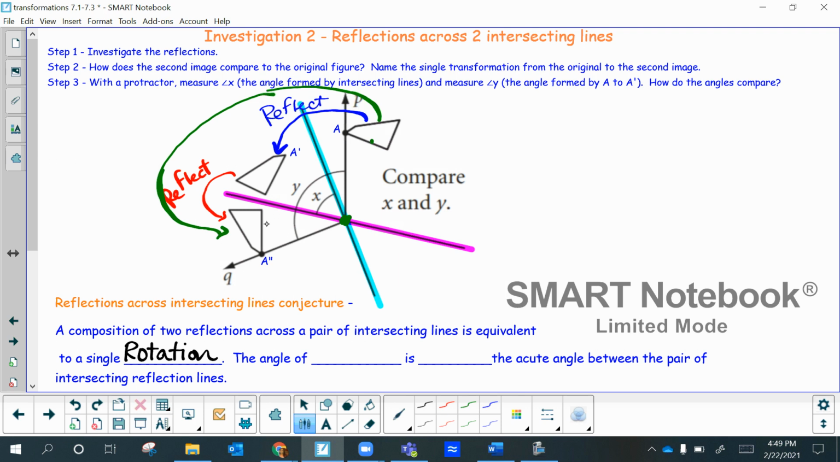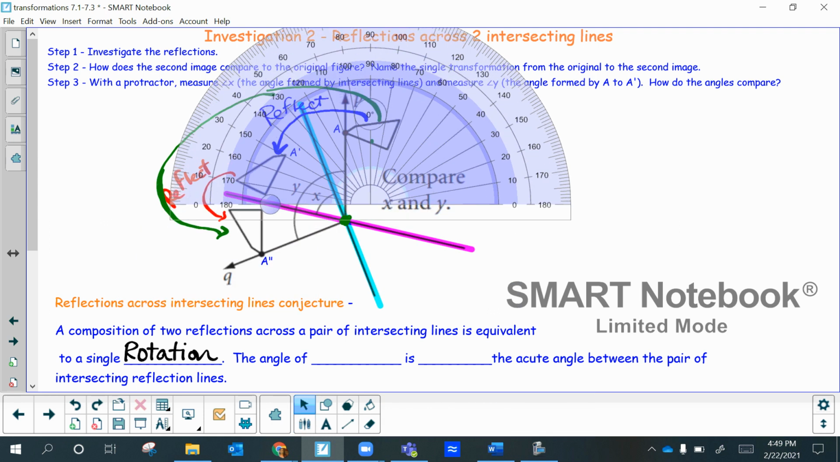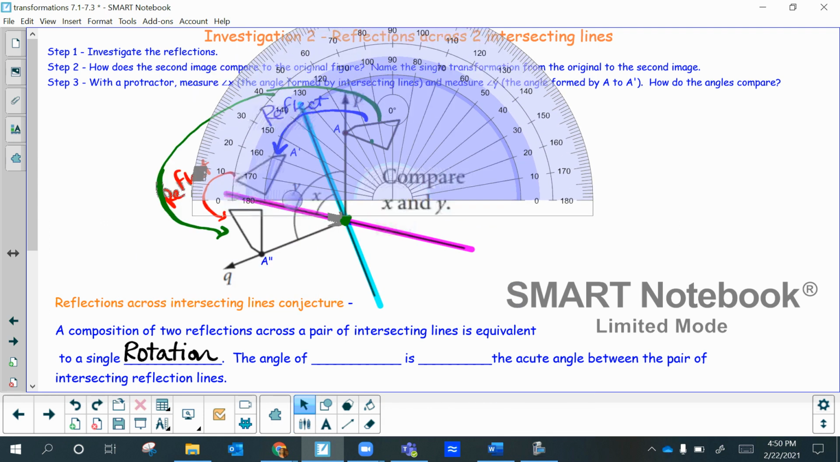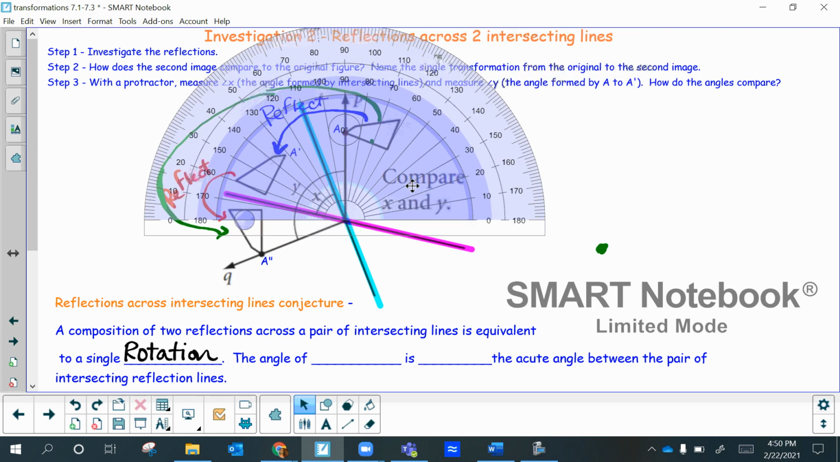Okay, so the next thing it says, with the protractor measure angle X, which is the angle formed by the intersecting lines. So that's the one between the pink and the blue. And then it says measure angle Y, which is the angle formed from A to A prime, the one from the pre-image to the second image. How do those angles compare? So let's look at that. Here's the protractor. Let me move this stuff out of the way so I can be a little bit more accurate.